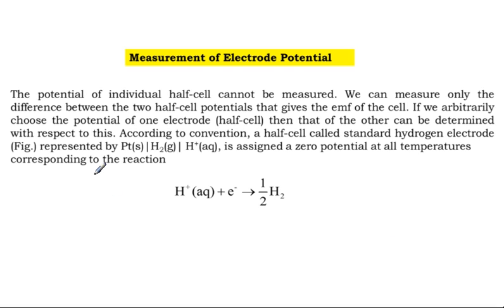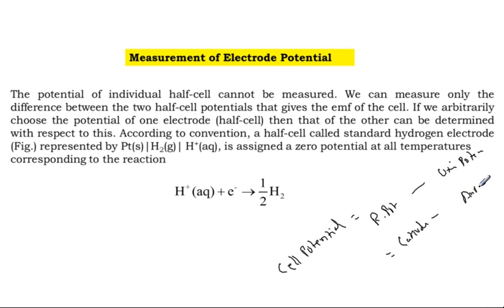Now, how to measure an electrode potential? If you want to measure the potential of a particular electrode, this is not possible. As we discussed earlier, the cell potential is always the difference of reduction potential and oxidation potential, or cathode potential and anode potential. So we need two electrodes, two half cells. With the help of a single half cell, remember, we cannot measure its corresponding electrode potential.